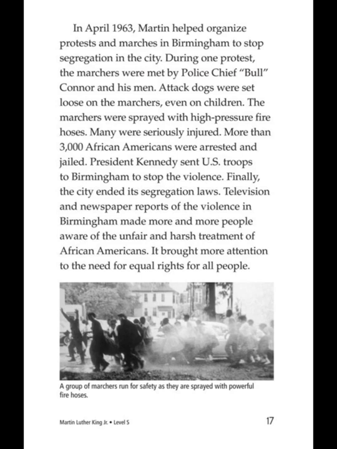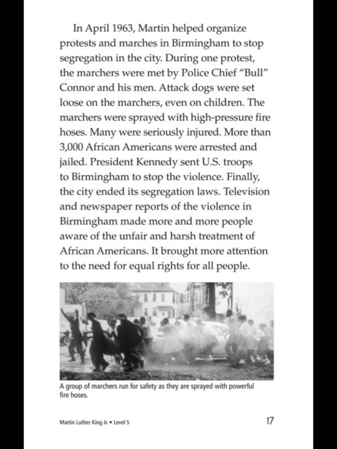In April 1963, Martin helped organize protests and marches in Birmingham to stop segregation in the city. During one protest, the marchers were met by Police Chief Bull Connor and his men. Attack dogs were set loose on the marchers, even on children. The marchers were sprayed with high-pressure fire hoses. Many were seriously injured. More than 3,000 African Americans were arrested and jailed. President Kennedy sent U.S. troops to Birmingham to stop the violence. Finally, the city ended its segregation laws.